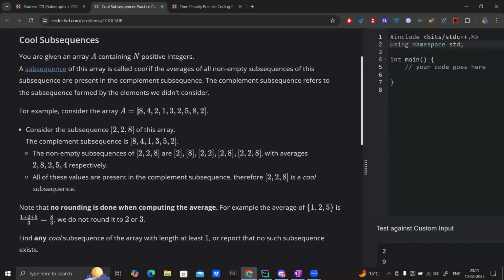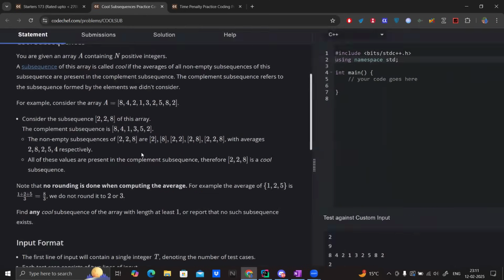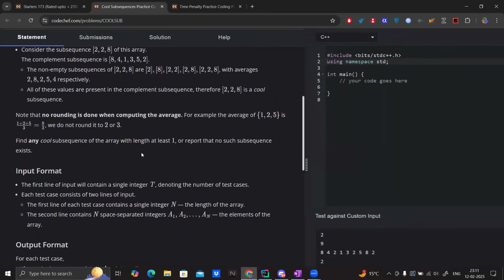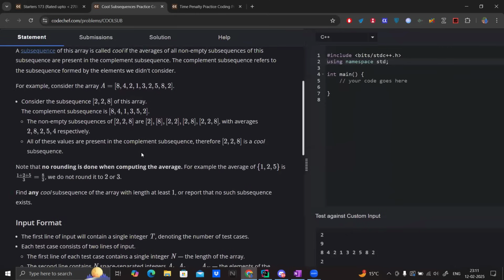So all of these averages are present in this complement subsequence. If we consider 2, 2, 8 as a subsequence, then the complement is this one, right? So that's why all of these averages are present in the complement subsequence, and that's why the subsequence is a cool subsequence. And we have to just print any cool subsequence of length at least one, right?